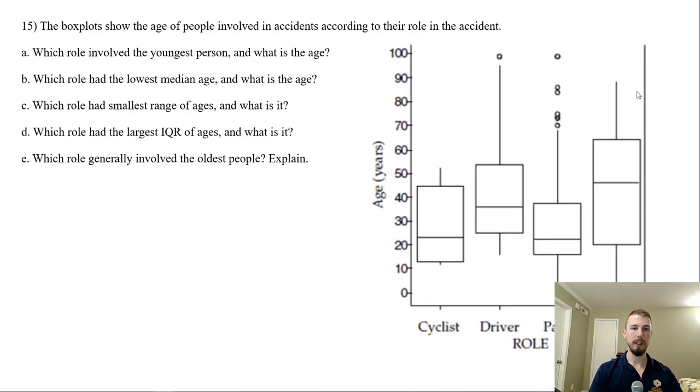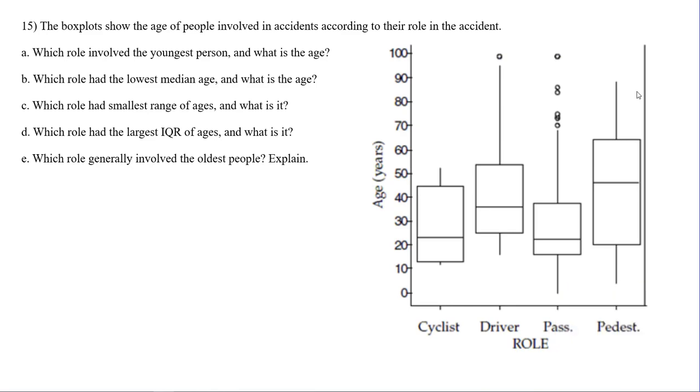All right, number 15. Box plots show the age of people involved in accidents according to their role in the accident. So in the accident was a person, a cyclist, a driver, a passenger, or a pedestrian. Passenger would be in a car.